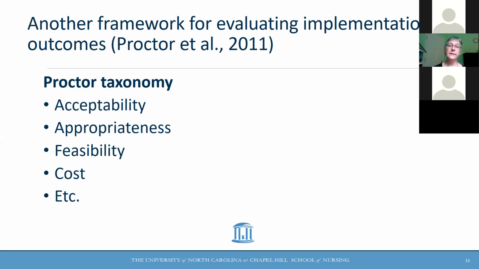There's another widely used framework for implementation outcomes, and that's, again, Proctor. And so her taxonomy builds on the REAIM framework and adds additional implementation outcomes, such as assessing whether or not the evidence-based intervention and its implementation are acceptable to providers and staff, are viewed as appropriate, and are viewed as feasible for use in practice. Also, measures of cost and additional outcomes.